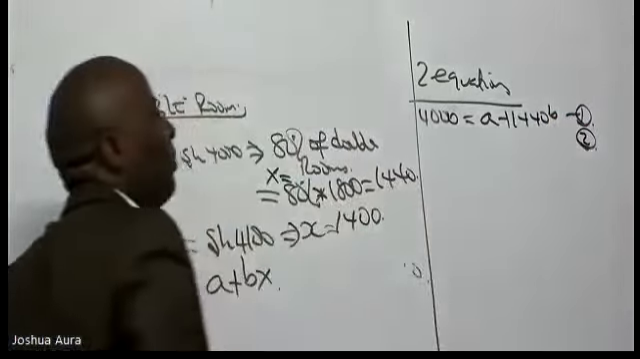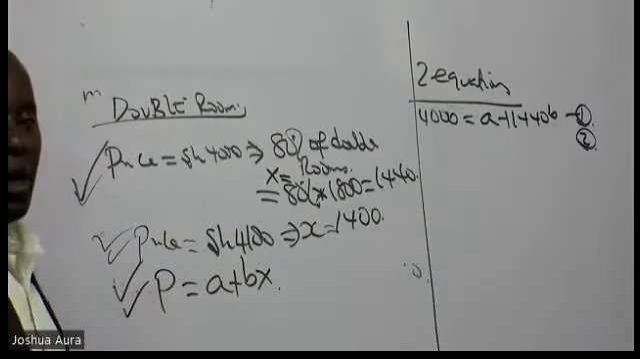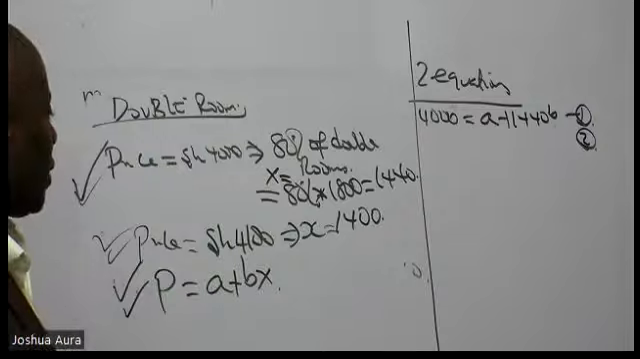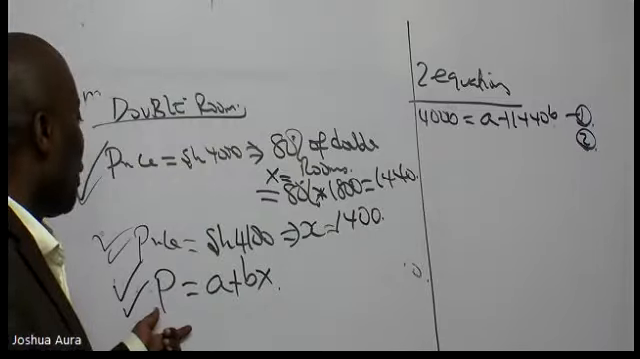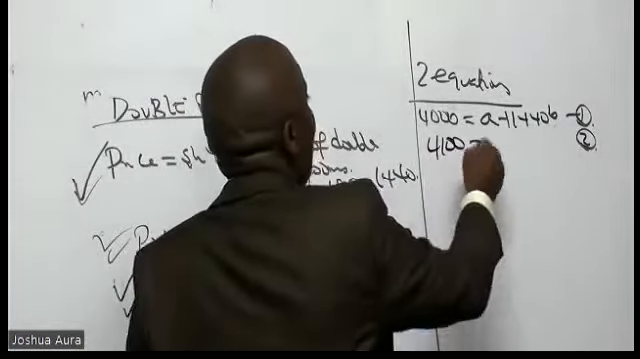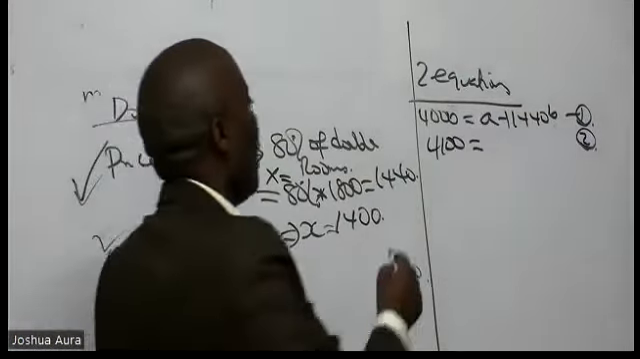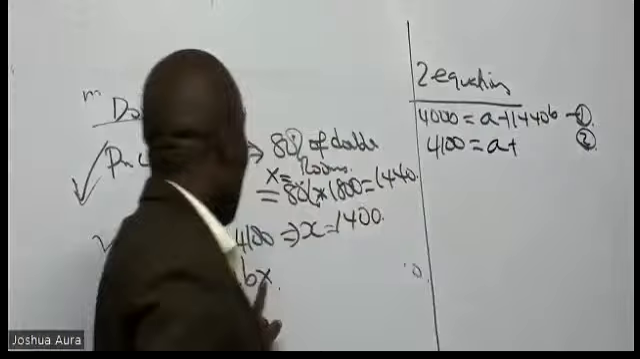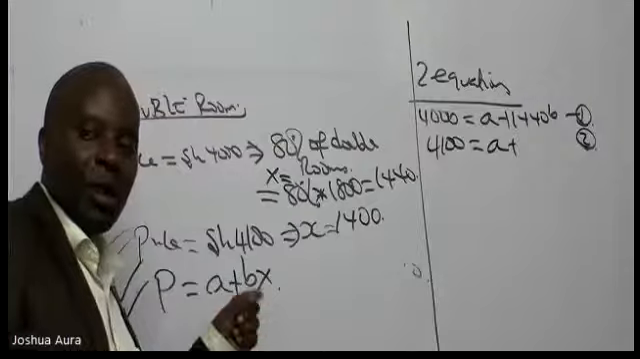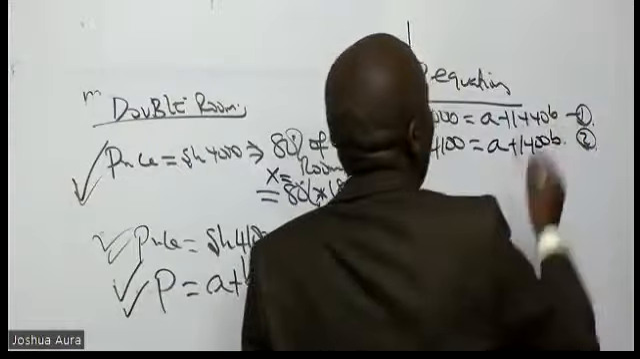How about equation number 2, using the second point? So equation number 2 will move like this. We know that the price for the second equation is 4,100. So 4,100 equals A, which I don't know for now, A plus B times X, and X is 1,400, so 1,400B. So it'll be A plus 1,400B, equation number 2.